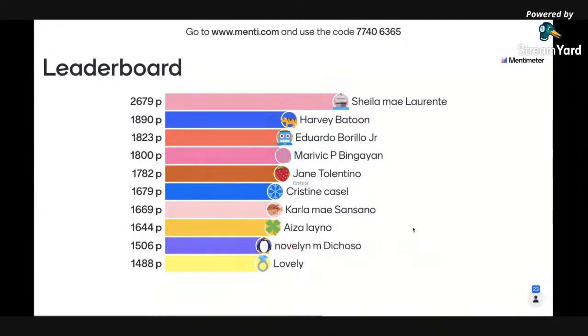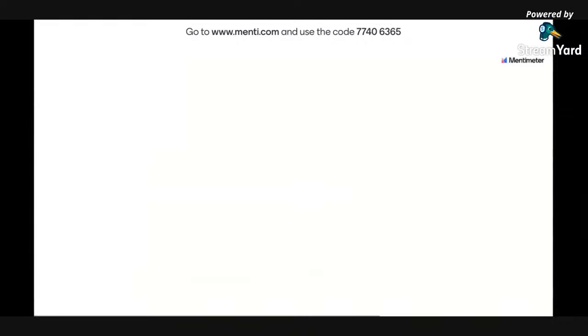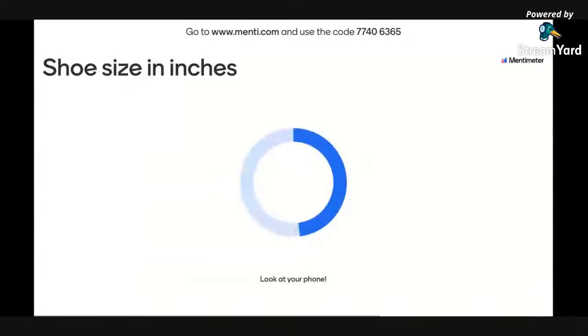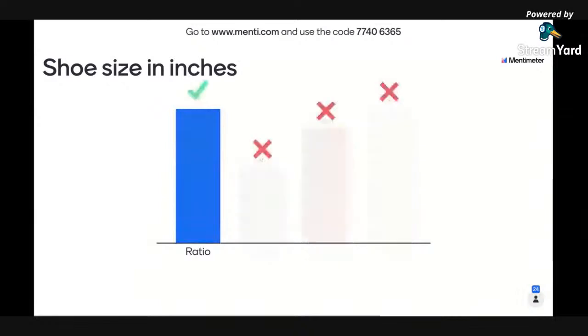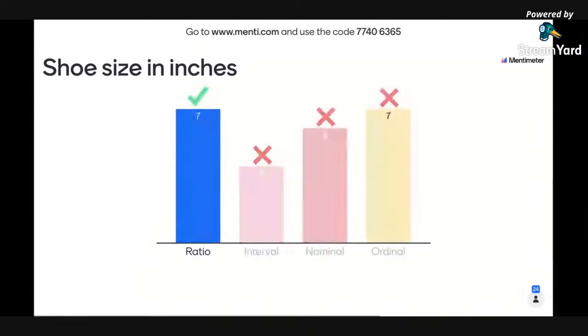So, fourth question. Look at your screens. Here you go. Shoe size in inches. So is that ratio, interval, nominal, or ordinal? Okay, still be careful. It's ratio. We're talking about measurements, so that's still ratio. Okay, 7 out of 24.